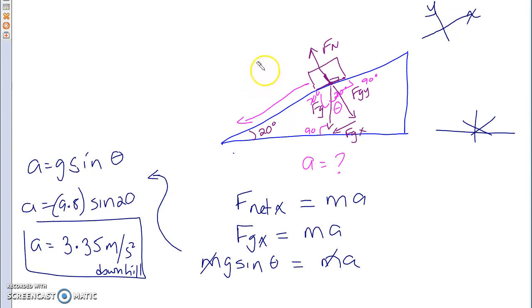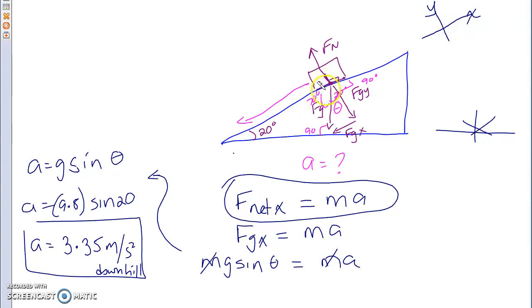Why is it Fgx equals ma? In the x direction, do you see any other forces besides Fgx from the FBD? Exactly. That's why it's ma. You're literally making a system of equations, and in the x direction, there are no other forces except for that one. That's why we made it that way.